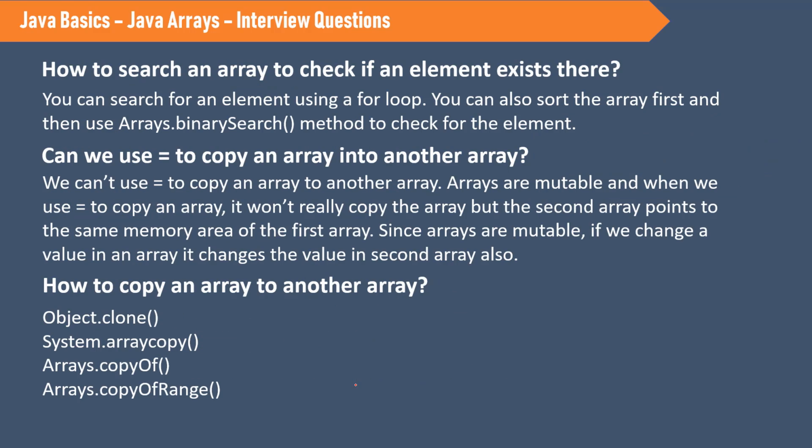Next one is how to search an array to check if an element exists. The first method is we can use a normal for loop. We have seen an example for this one. And the second method is the Arrays.binarySearch method. But before using this method, we have to sort the array. Otherwise, this Arrays.binarySearch method won't give the right result.